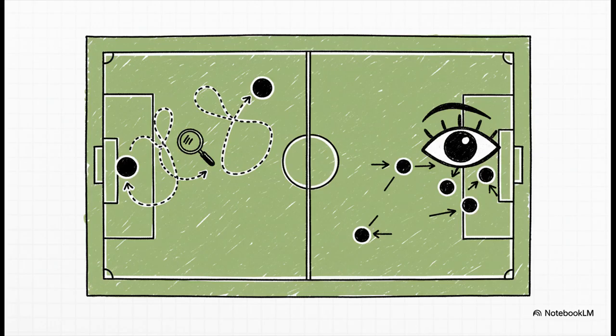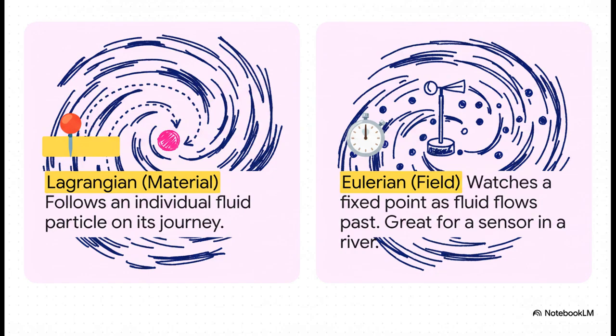Or you could do something else. You could fix your gaze on one spot, say the 50-yard line, and just describe all the players who happen to run past that point. Both methods describe the game, but from completely different perspectives. In physics, we call these two perspectives the Lagrangian and Eulerian frameworks.